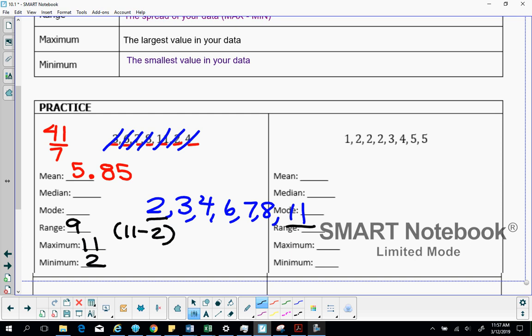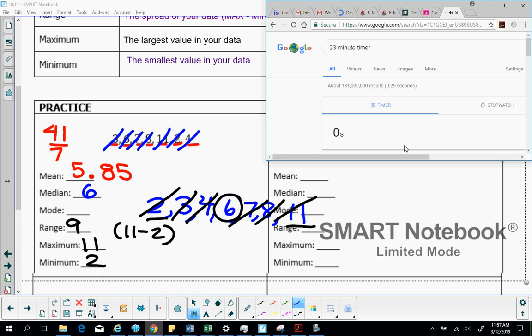So your median, now let's try to find that. If I cross one out here, I cross one out there, and in the middle, it's 6. So my median is 6. If there were 2 numbers in the middle, you're going to add them and divide, which is finding the mean of those 2 numbers.